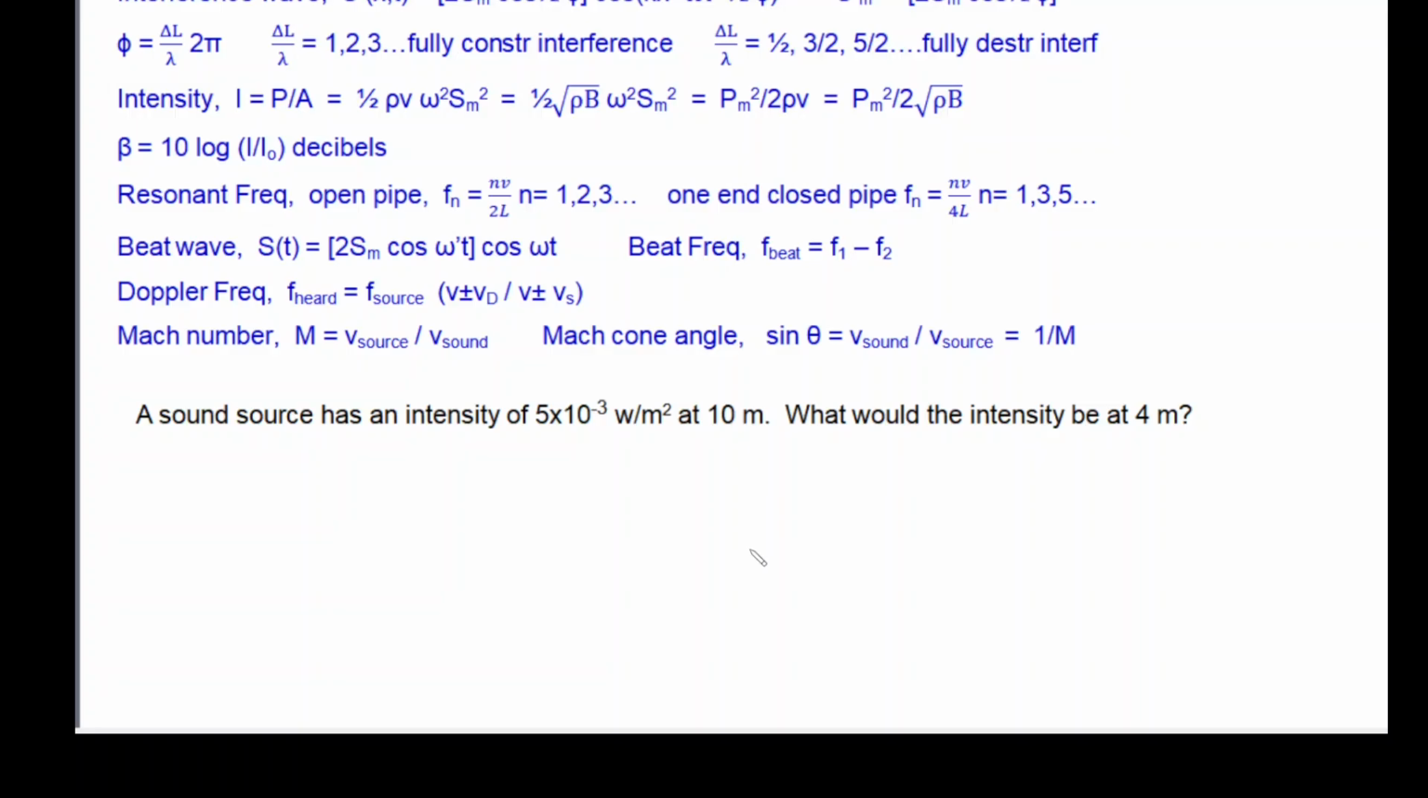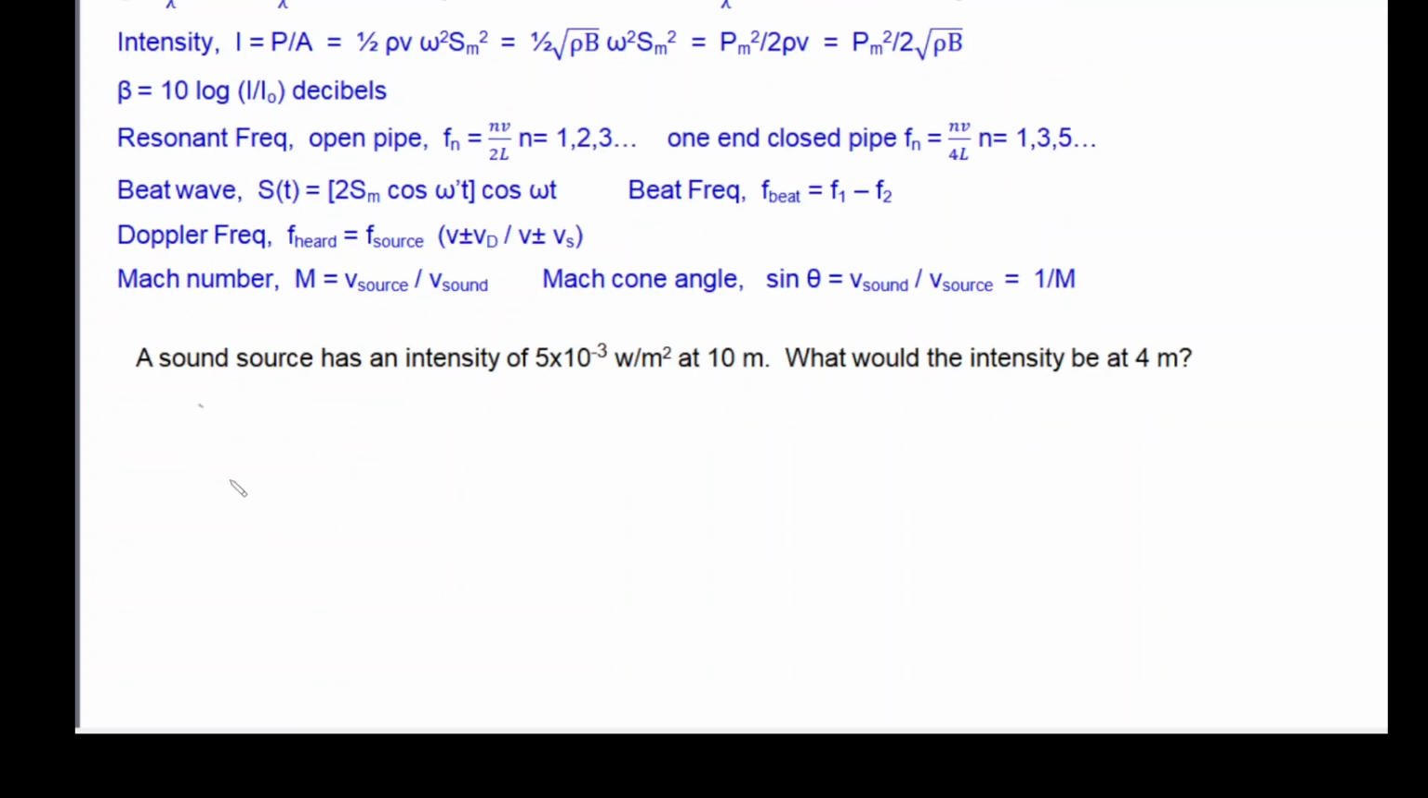Here's another problem. A sound source has an intensity of 5 times 10 to the minus 3 watts per meter squared at 10 meters. What would the intensity be at 4 meters? Well, first we're going to assume that the sound is radiating spherically, and as sound radiates, the power stays the same. So our power at 10 meters is going to equal our power at 4 meters.